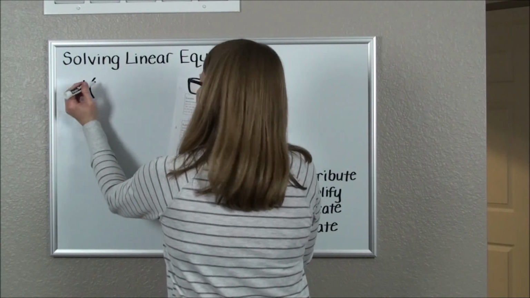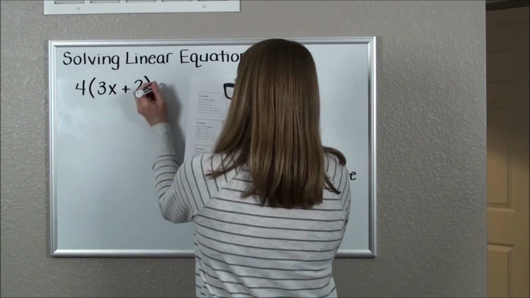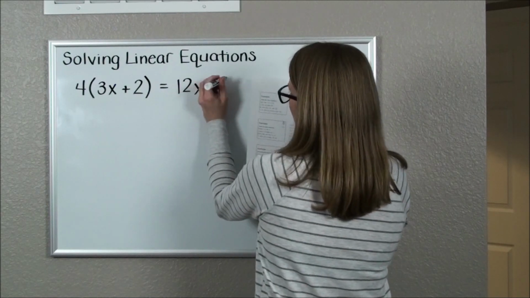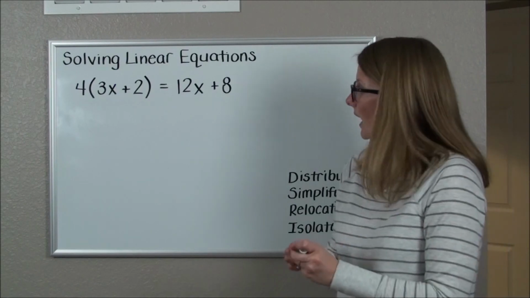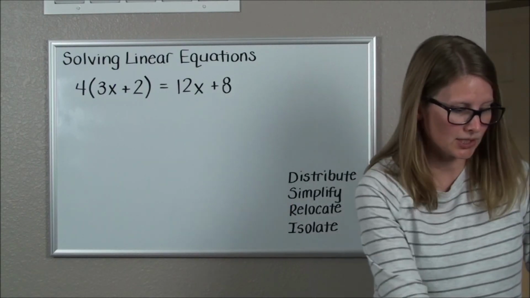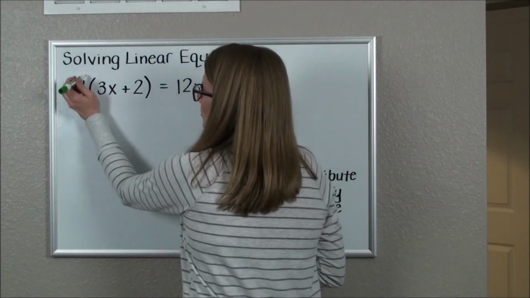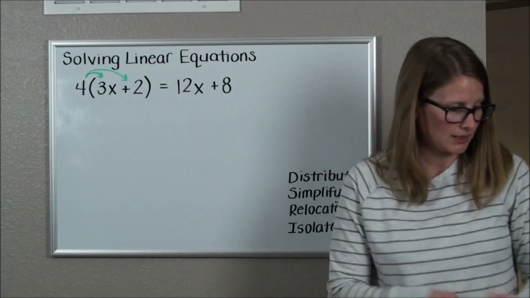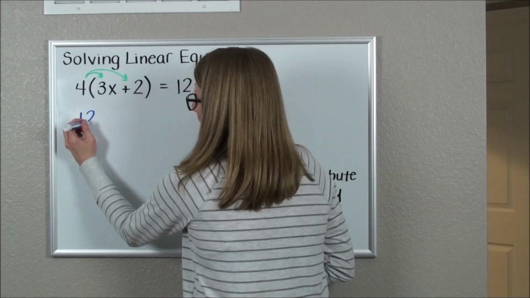at 4 times the quantity 3x plus 2 equals 12x plus 8. So again, we have our same 4-step procedure. Step 1, we want to get rid of parentheses. We want to make things loose to move around. So we are going to distribute the 4 inside those parentheses there. And we get 12x plus 8.